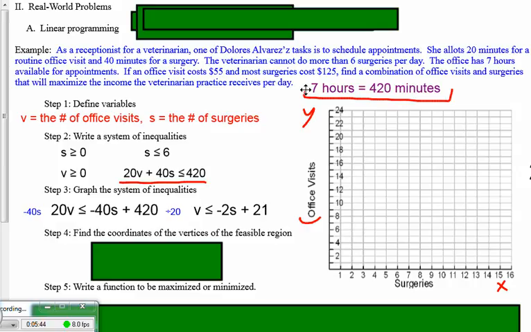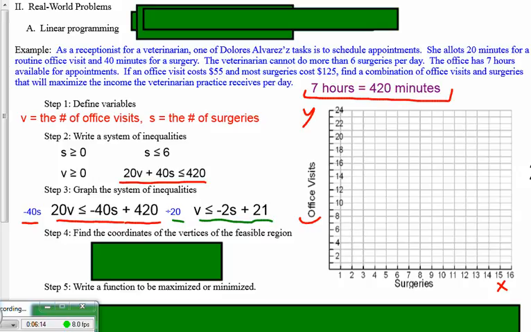So if we're trying to get v alone, we're going to subtract 40s from both sides, which is going to leave us with 20v is less than or equal to negative 40s plus 420. Our next step then is we're going to divide everything by 20. So we have v is less than or equal to negative 2s plus 21. So now that we know all that, we can start graphing things.